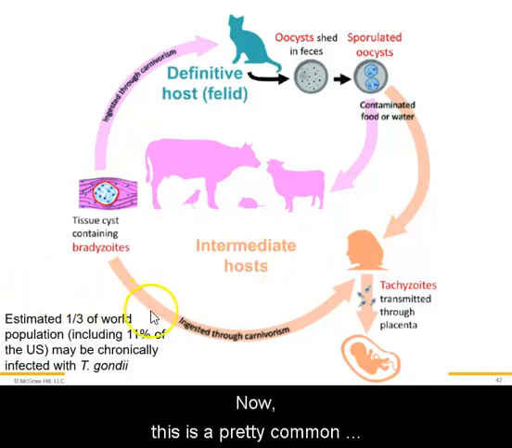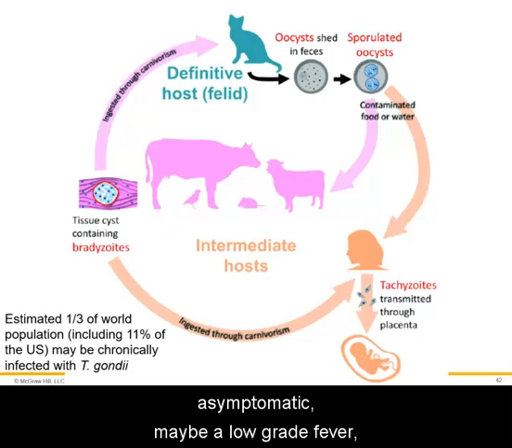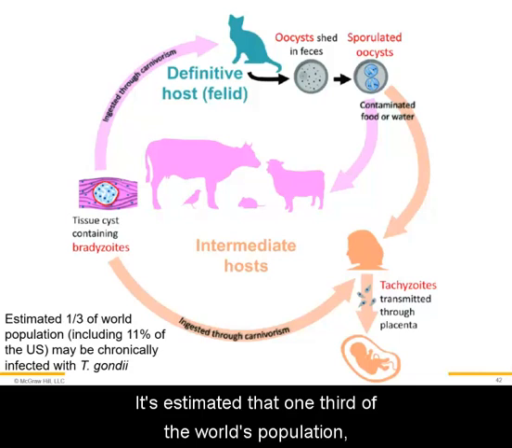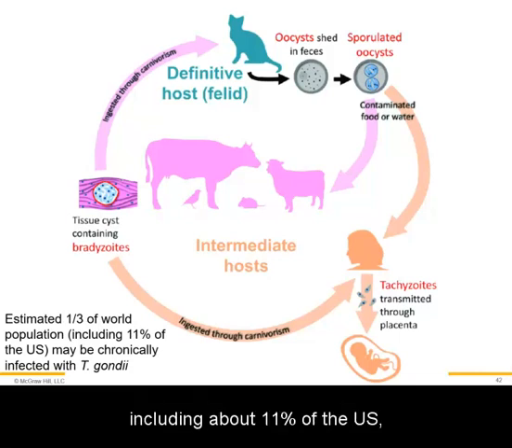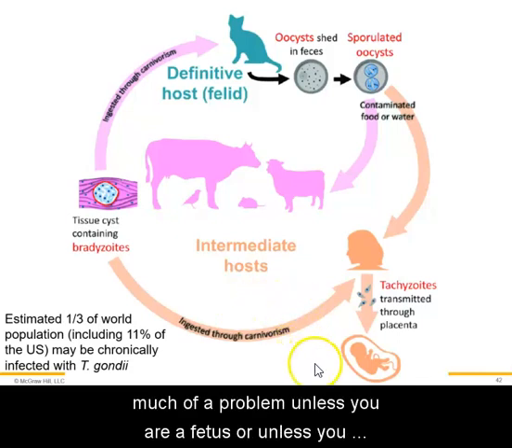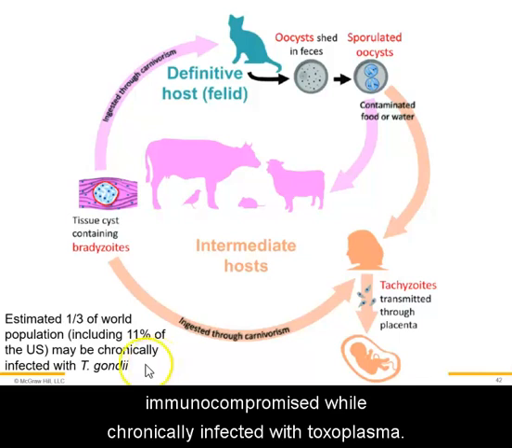Now, this is a pretty common infection. Like I said, in most people, it's going to be pretty much asymptomatic, maybe a low-grade fever, some swollen lymph nodes. It's estimated that 1/3 of the world's population, including about 11% of the U.S., is infected with Toxoplasma gondii. Again, this infection is not usually much of a problem unless you are a fetus or unless you are immunocompromised or become immunocompromised while chronically infected with Toxoplasma.